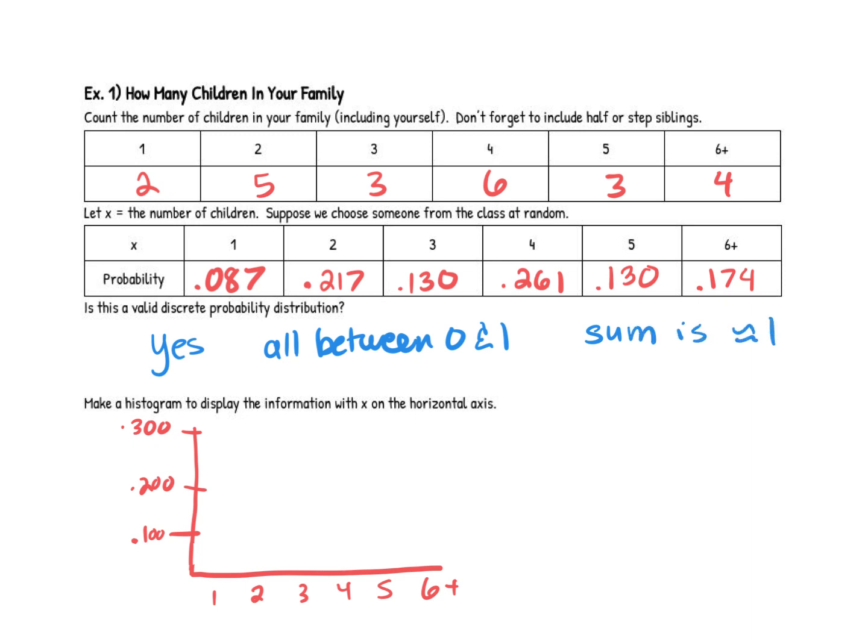Okay. Next, it wants us to make a histogram to display the information. So I've got our axes here. The probability for 1 is 0.087, so that would be just under there. For 2, 0.217 would be just over the 2. 3 is going to be about here. 4, a little over halfway between 2 and 3. 5 is the same as 3. And then 6. So there's a histogram of our distribution.